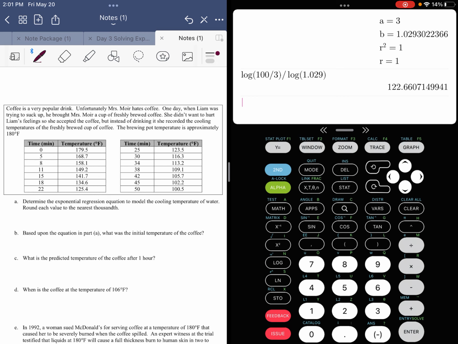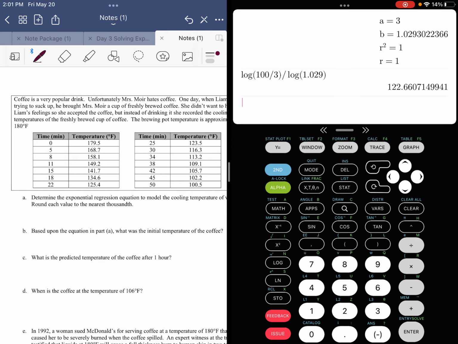What a crazy lady. One day when Liam was trying to suck up, he brought Mrs. Moyer a cup of freshly brewed coffee. She did not want to hurt his feelings, so she recorded the cooling temperatures of it. So L1 is going to be our time, and L2 is our temperature. Now, these lists here are just a continuation of L1. So you're actually going to have a whole bunch of values to put in here.